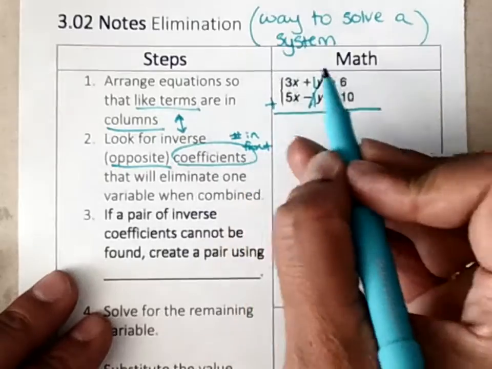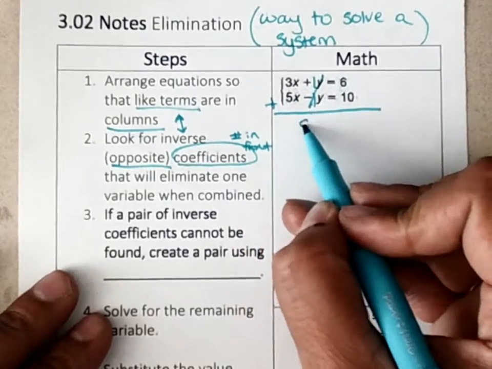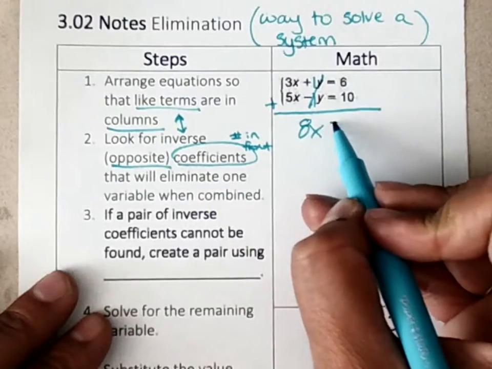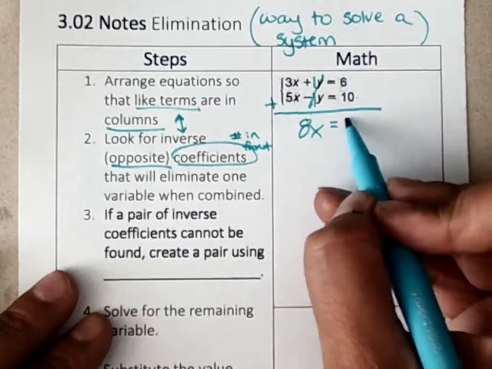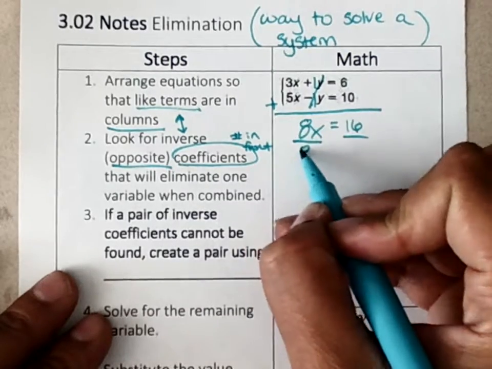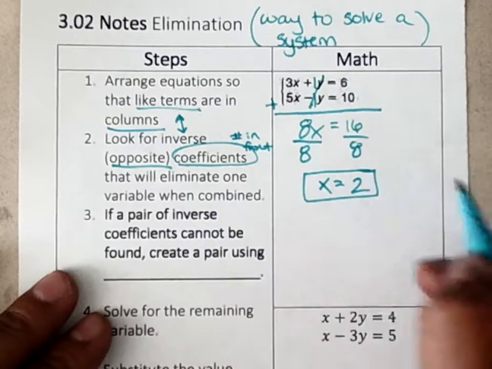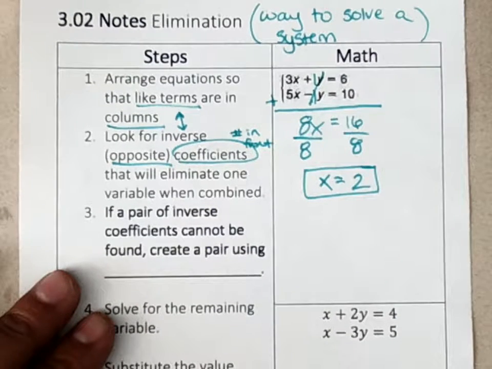Now I get to add everything in my equation. 3x plus 5x becomes 8x. I drop down my equal sign and I add 6 and 10 to get 16. My second step is to divide by 8, and I've now successfully isolated my x variable. However, we're not done. We want to solve for the y as well.